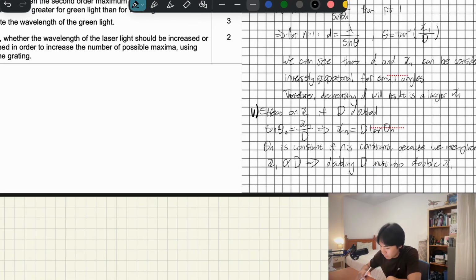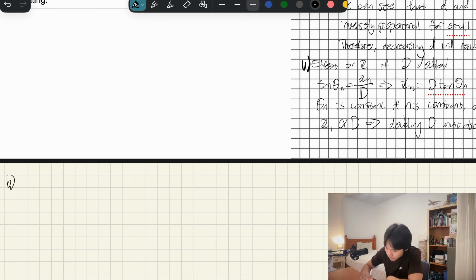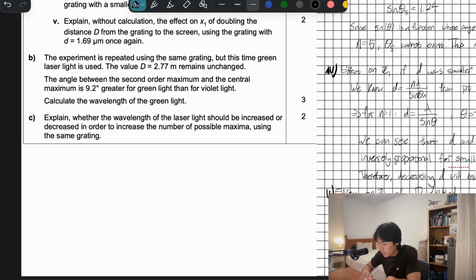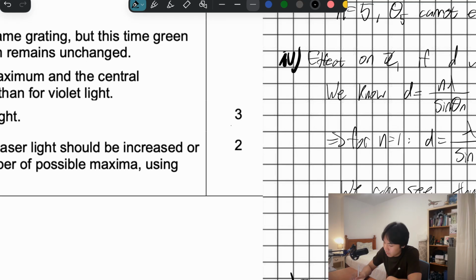Okay, let's continue with B. The experiment is repeated using the same grating, but the green laser is used. The value D, 2.77 meter, remains unchanged. The angle between the second order maximum and the central maximum is 9.2 degrees greater for green light than for violet light. Calculate the wavelength of the green light. Okay, this is a fairly complicated question, as you can see. 3 points.